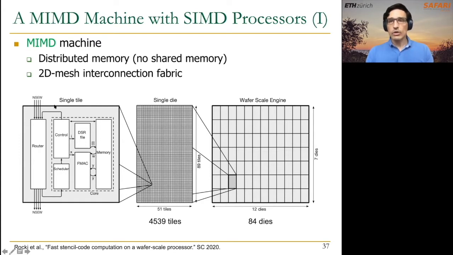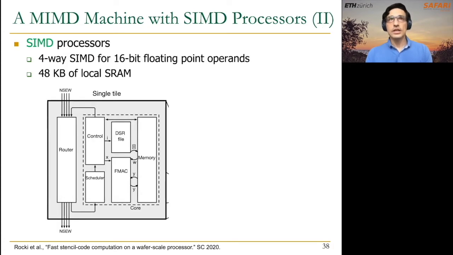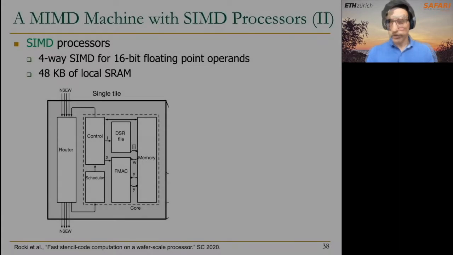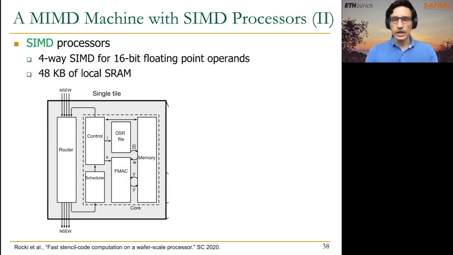But let's take a closer look at this small core, because the interesting thing here is that this small core is a SIMD processor again. As I was saying, each of these small cores that compose this MIMD machine is a SIMD processor. So this is a MIMD machine composed of SIMD processors.